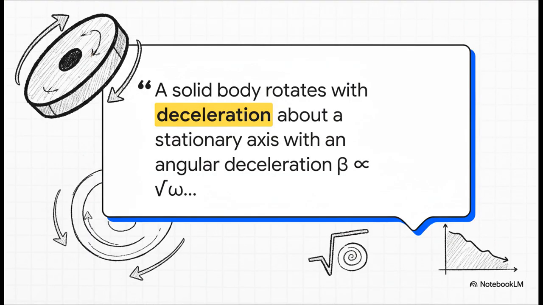And here it is, in all its glory. So you've got this solid body, and it's slowing down. But, and this is the key, it's not slowing down at a constant rate. Its angular deceleration, which is beta, is proportional to the square root of its angular velocity, omega. Our job? Find the average angular velocity over the entire time it takes to go from its initial speed all the way down to a complete stop.